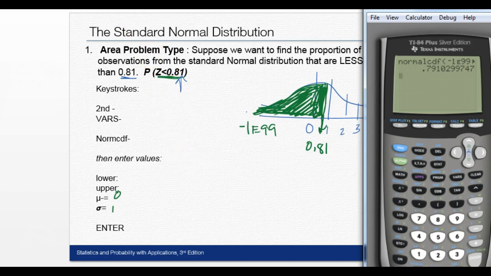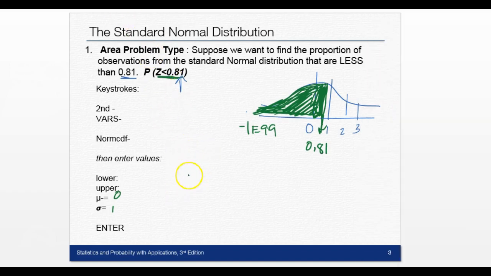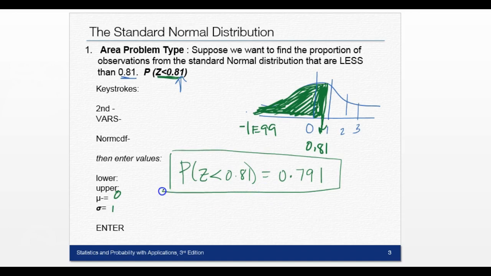The way that you would write your answer is with the probability notation. Probability that z is less than 0.81 equals 0.791. And there it is. At least 3 decimals. You can take it to 4, but 3 is essential.